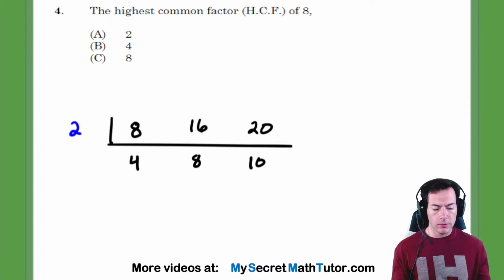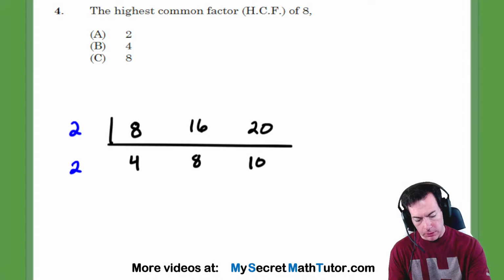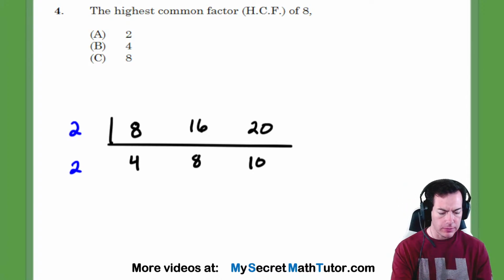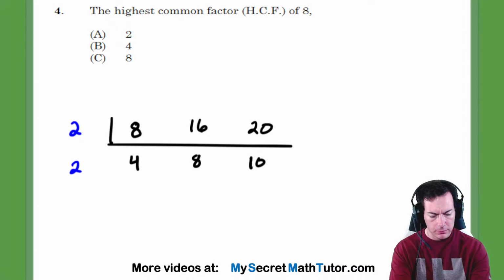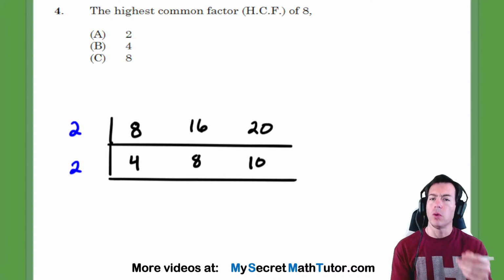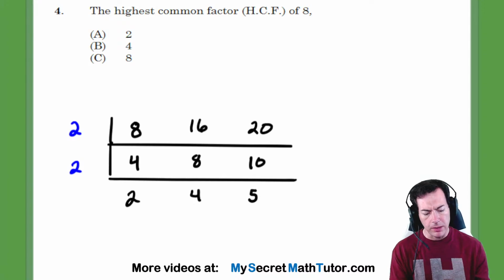So I'm combing through this, looking for any number that goes into 4, 8, and 10. And yeah, it looks like 2 also goes in all of them. So I'm going to write the little 2 off to the left and go through another little division process here. So let me get my ruler here. A little upside down division bar. And then we'll do some dividing. So 4 divided by 2 gives us a 2, 8 divided by 2 is a 4, and 10 divided by 2 will give me a 5.